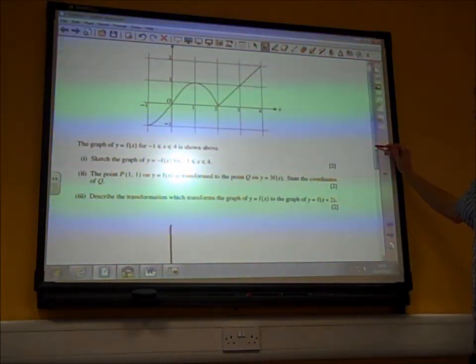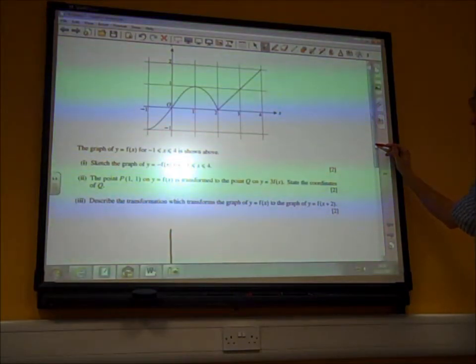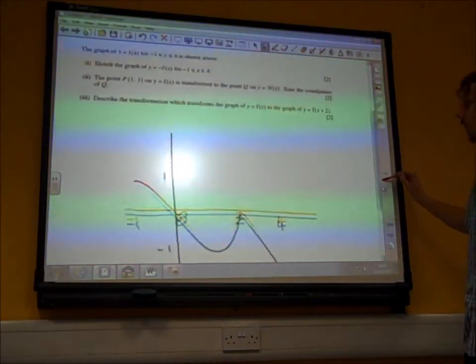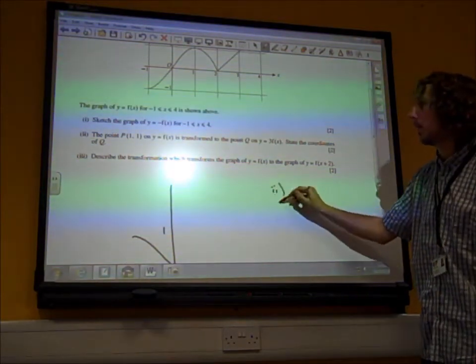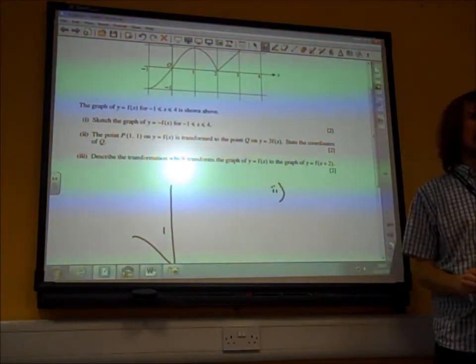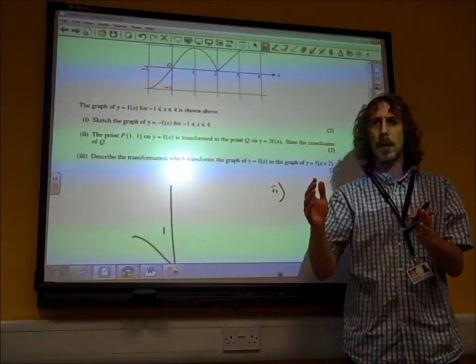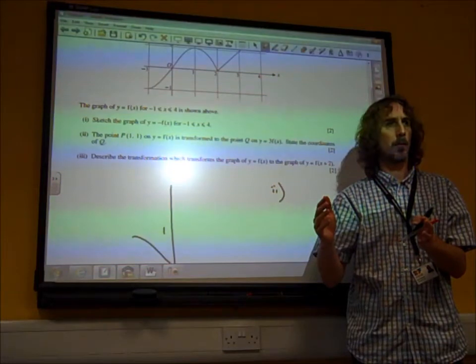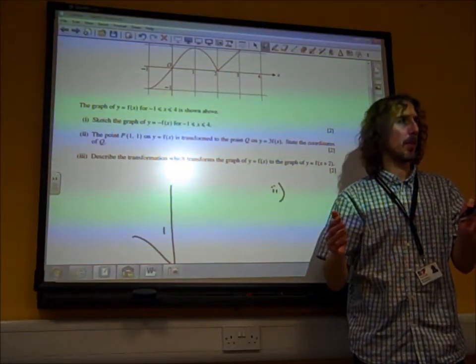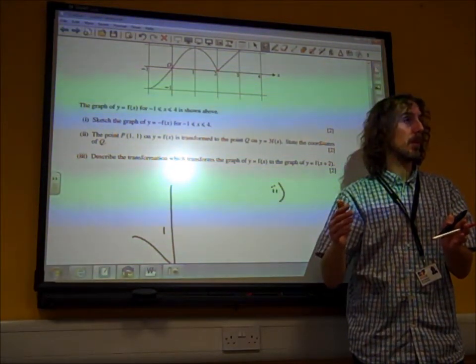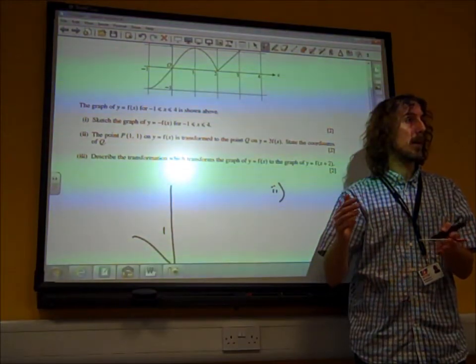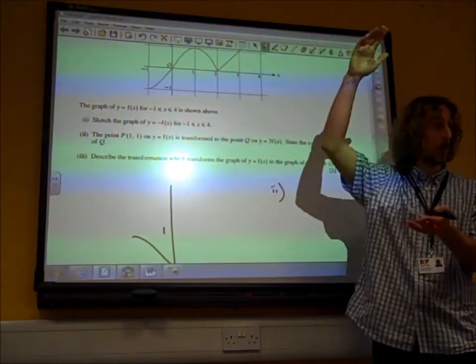It'll do. The point 1, 1 on y equals f of x is transformed to the point Q on y equals 3 times f of x. State the coordinates of Q. So for part 2, let's think through what we understand about transformations. 3 f of x, what kind of transformation? Describe that to me. Let somebody else do it. What were you going to say, Matthew? Stretch parallel to the y-axis, exactly.